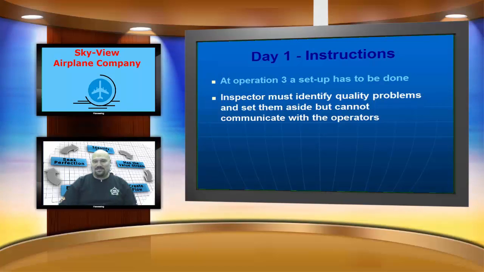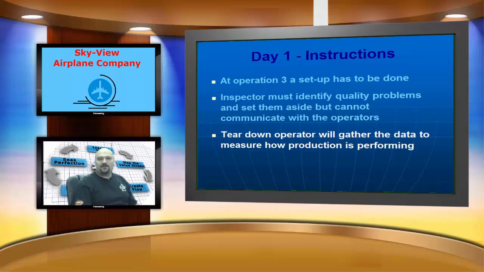The inspector must identify quality problems and set the planes aside. They can't communicate with the rest of the plant, and of course, that's not unusual, is it? At Station 6, the operator does shipping, teardown, and recording. That operator considers the product shipped at that point in time. They record the information needed for production numbers at the end of the day. This feedback is given to production to indicate how well they have done.